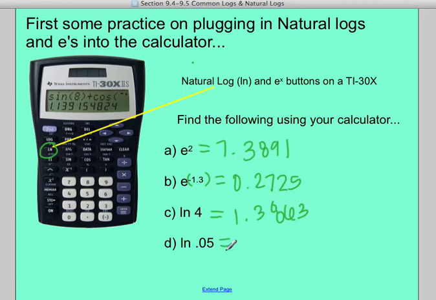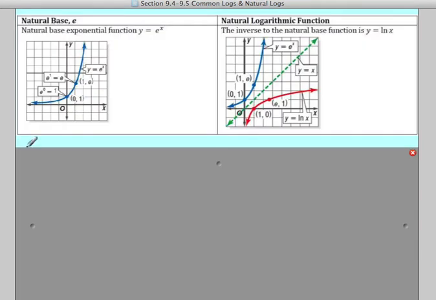And natural log of 0.05 is negative 2.9957. Okay, so that's just a little practice using your calculator. So the natural base exponential function is y equals e to the x. It looks like this. When I plug in 0, I get out 1, so I have the ordered pair (0, 1). If I plug in 1, I'd have y equals e to the first, so my ordered pair is (1, e). This is what it looks like when I graph e to the x.